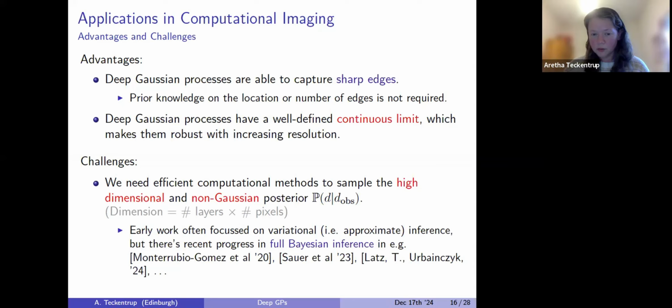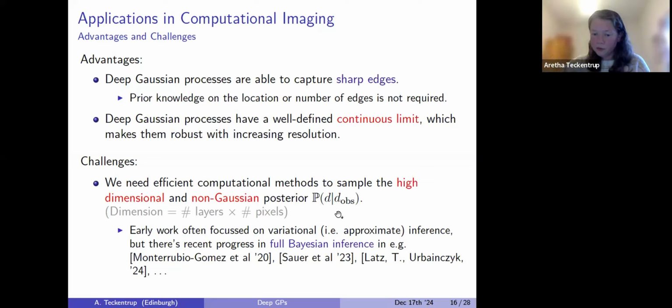And so these imaging problems very quickly become very, very high dimensional, with 10 to the 6 to 10 to the 8 unknowns. And so that's really a very large dimensional problem. They're also non-Gaussian, which makes everything more complicated if you know a bit about sampling methods.